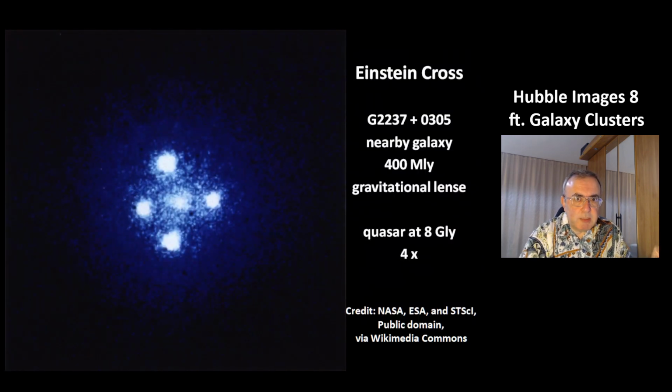This is one such example that's called Einstein Cross. In the middle, that's the galaxy G2237+0305. This is the nearby galaxy at a distance of 400 million light years. That's the gravitational lens. And at the background, you can see four images for the quasar, which is at a distance of 8 billion light years.